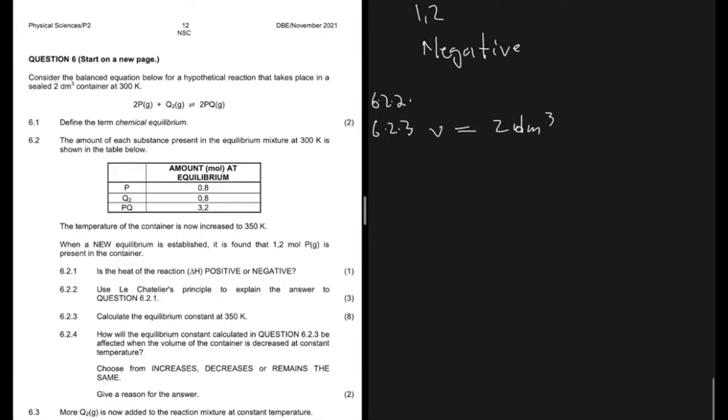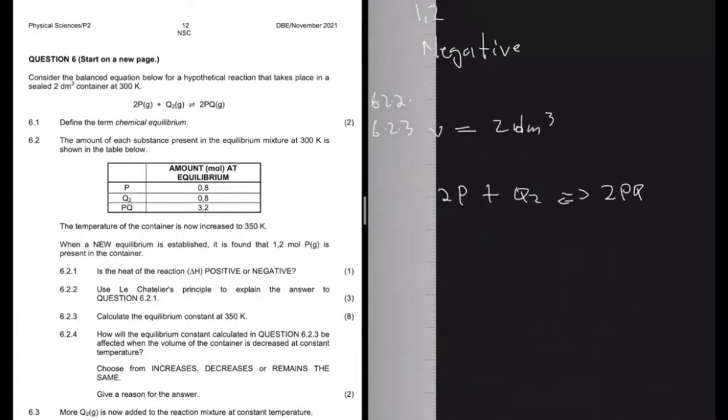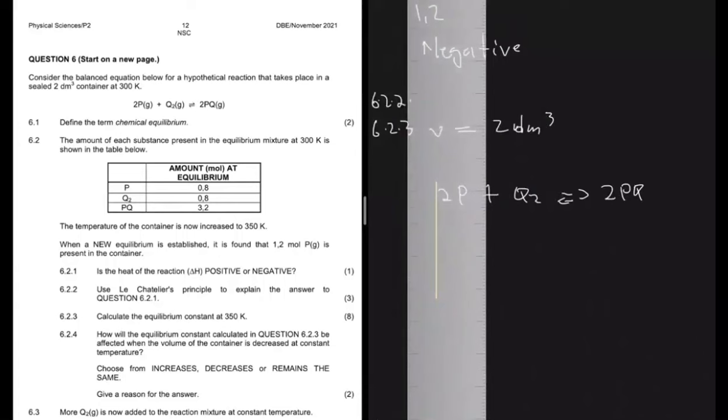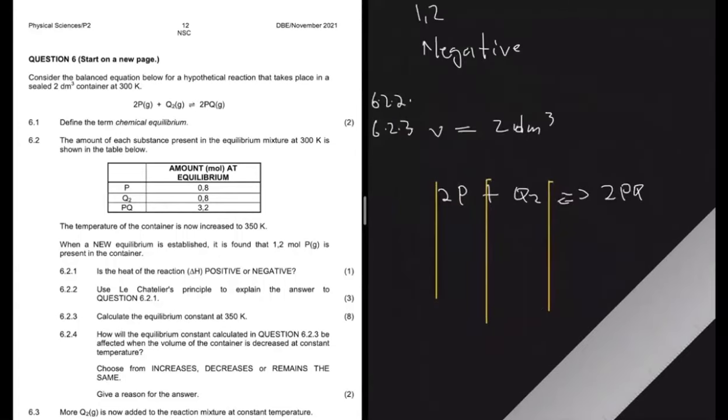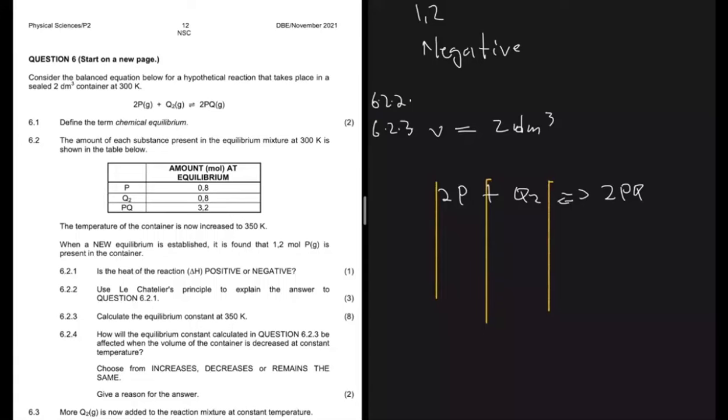So now that we want to calculate the Kc, the equilibrium constant of the reaction, we have to form some sort of a table so that we can end up calculating the quantity at equilibrium. So what we're going to do, we're going to say 2 atoms of P plus 2 atoms of Q, giving us 2PQ. And then let me take out my ruler and just create that table. Yeah, so there we go.